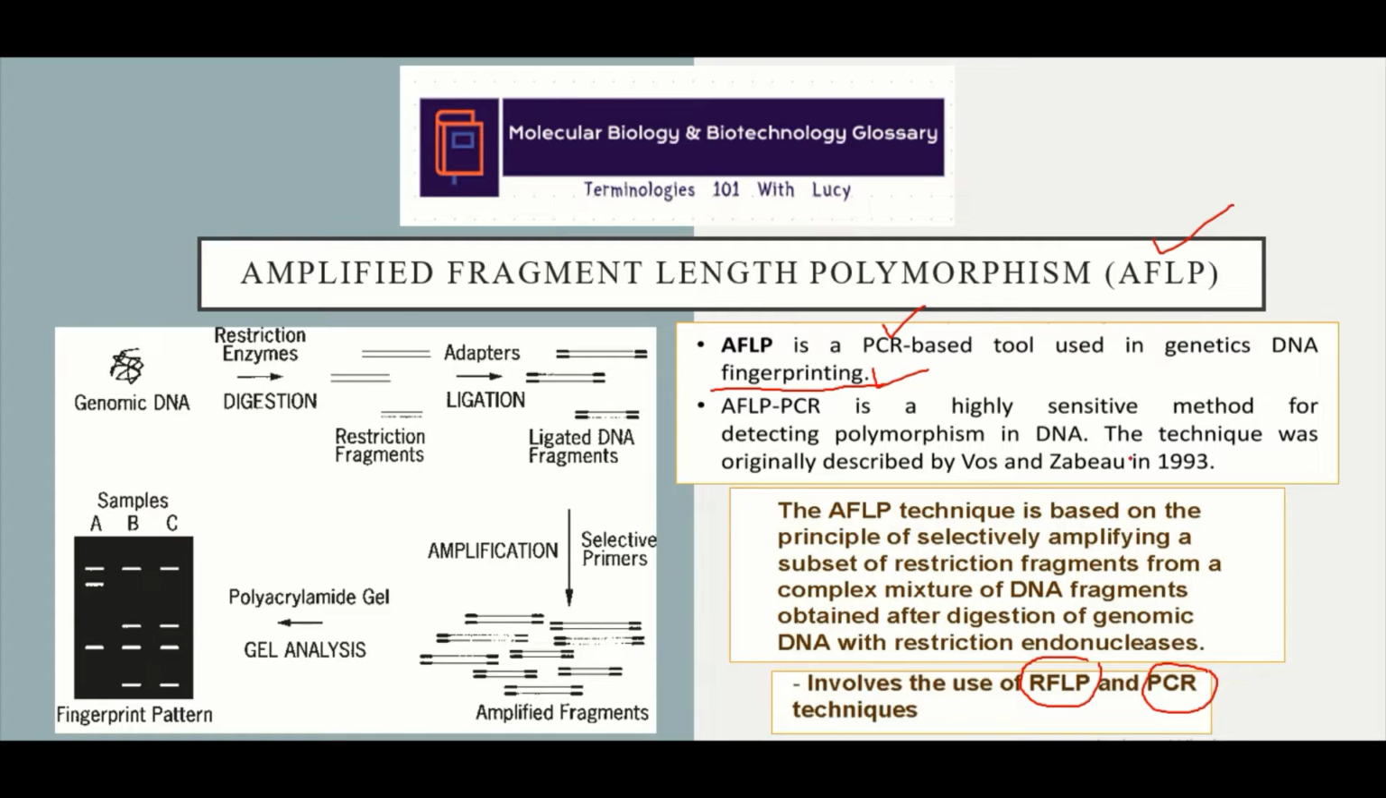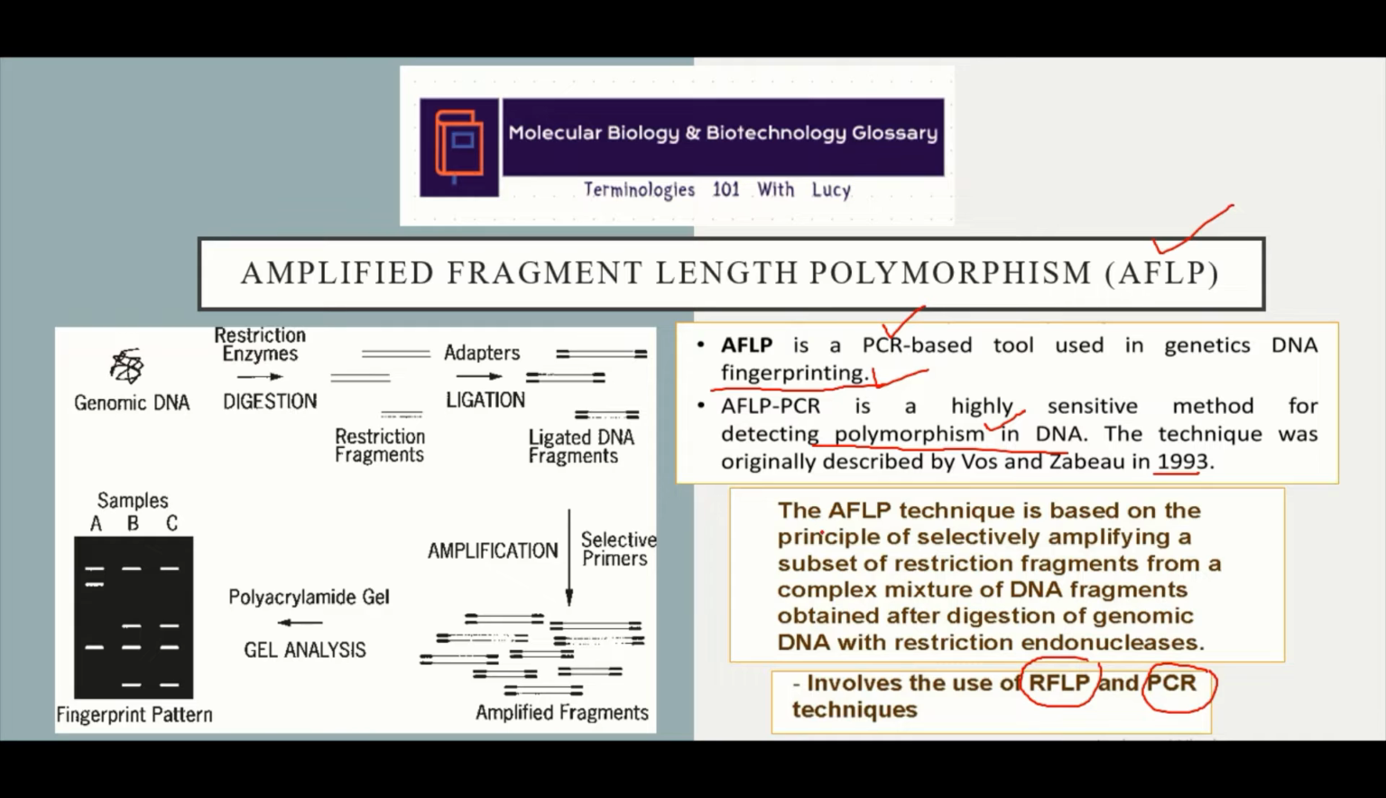So it is highly sensitive in detecting polymorphisms in DNA, and these polymorphisms are what differentiate people. We know that we have differences between our DNA among the population. So AFLP PCR helps us to detect the differences between people. We know that only the DNA of twins is actually similar, but for the rest of us, we have various bases and base pairs that are not the same. It was originally described by Vos and Zabeau in 1993.